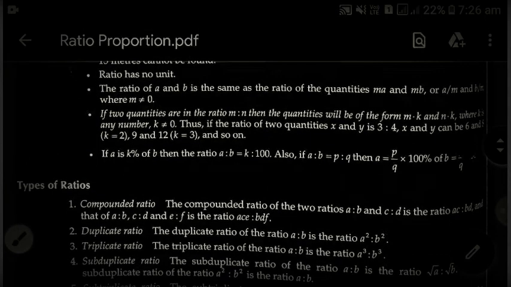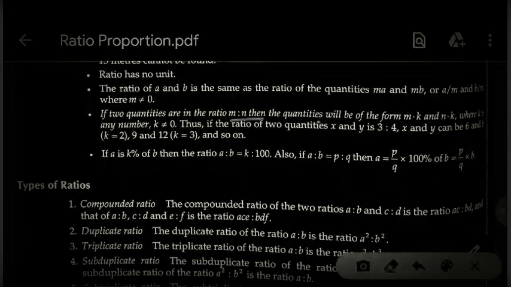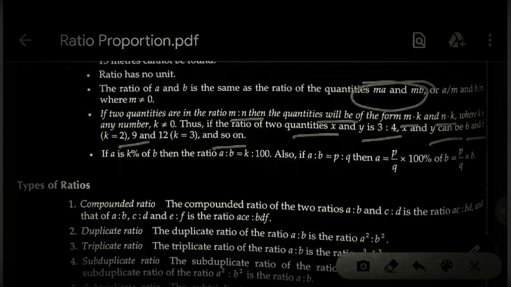Another thing that you have to define: if two quantities are in the ratio M is to N, then the quantities will be of the form MK and NK, where K is any number, K not equal to 0 obviously. Thus the quantities X and Y in the ratio 3 by 4 can be 6 and 8 with K equal to 2, and 9 and 12, and so on.